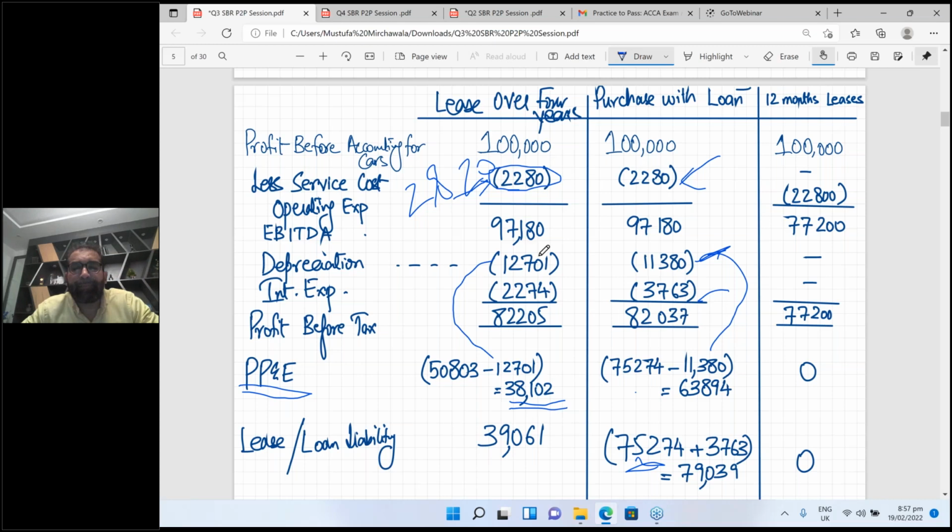Just an extra thing. Out of these two options, in which option is the liability, the loan amount, higher? This is the purchase with loan, the second column. When the loan is higher, obviously your gearing will be higher. In the second option, as you are taking more loan, it will be adverse for your gearing, right?